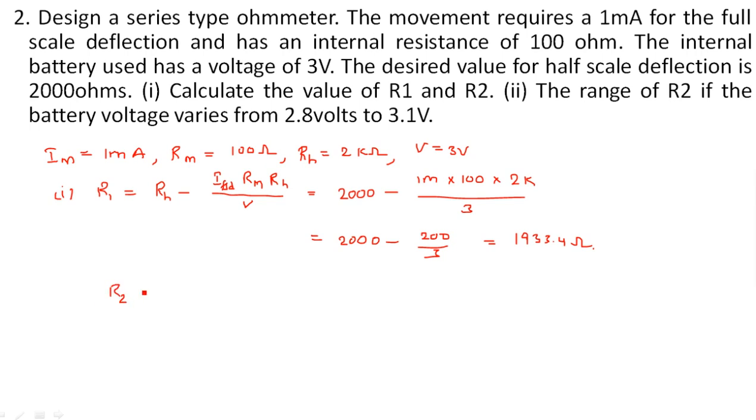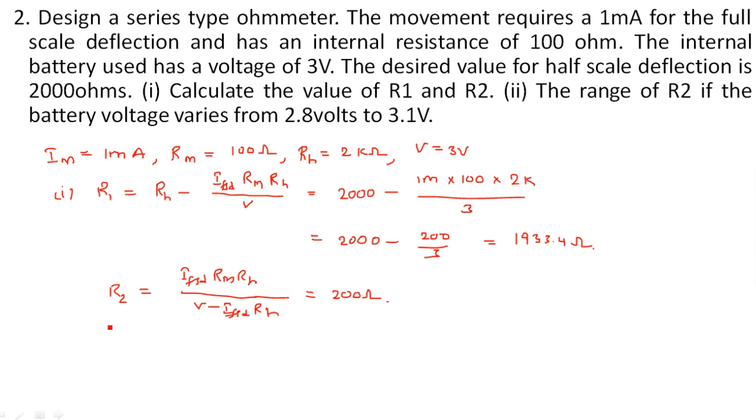Now, how to calculate R2? R2 is equal to IFSD RM RH divided by V minus IFSD into RH. So if you substitute all the values in this, you will get 200 ohms. Okay, same method, just substituting the values, you will get 200 ohms.